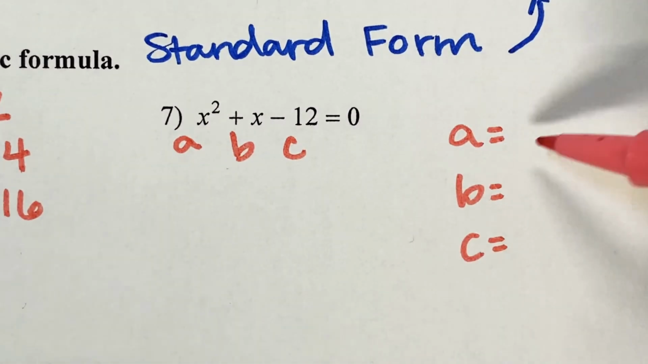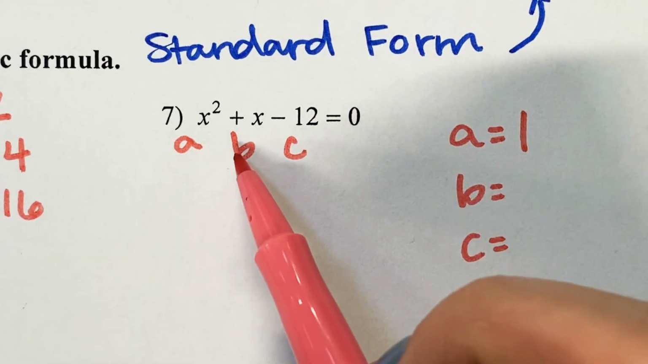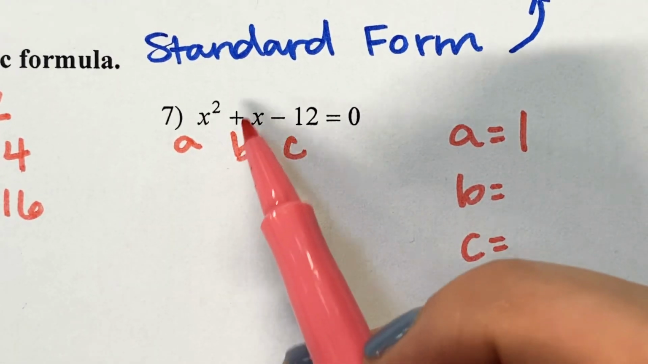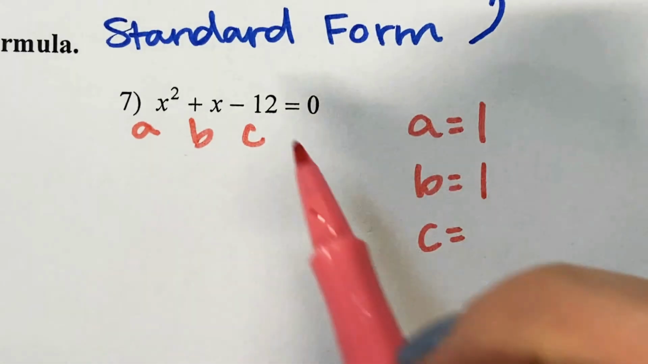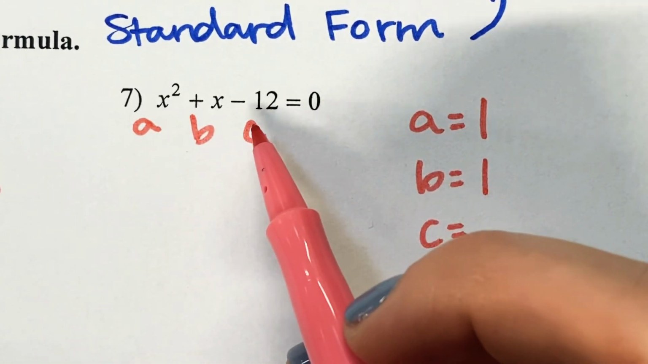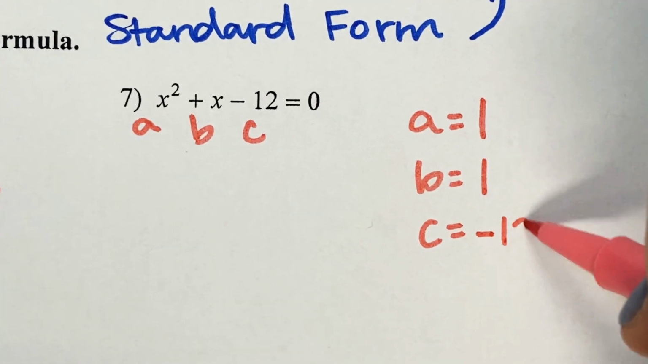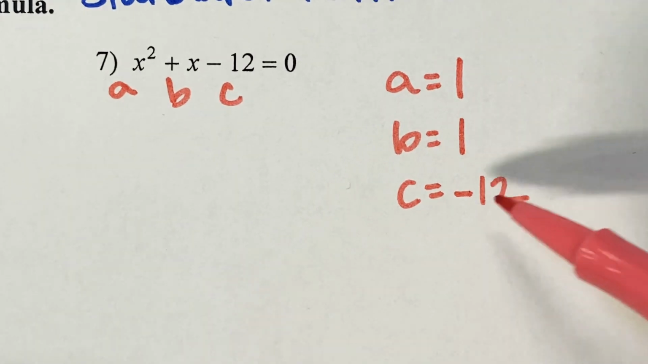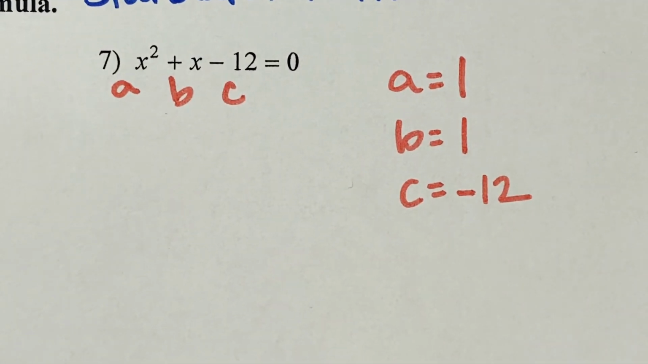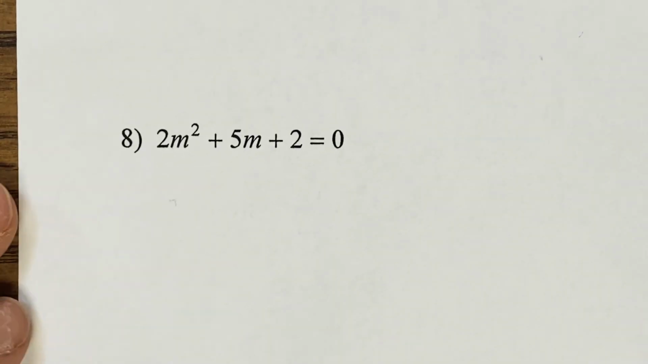It's a 1. Okay, what is my b then? What is also the creepy invisible number? It's also 1. And what is my c? -12. Okay, you must include their signs. +1, +1, and -12. Okay, well, let's look at number 8.